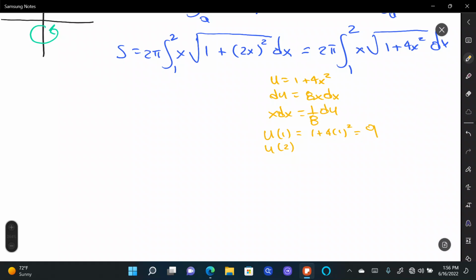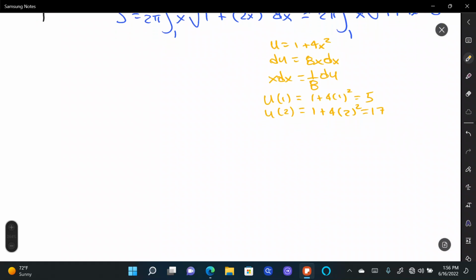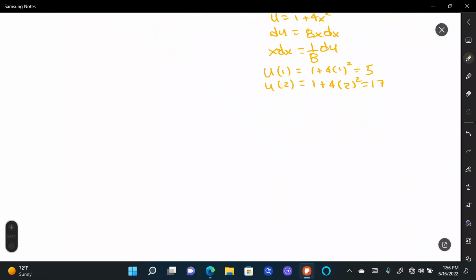Wait, what did I say? No. 5. Yeah. And 1 plus 4 times 2 squared. So 2 squared is 4. Okay, let me do it in slower motion here. 2 squared is 4, times 4 is 16, plus 1 is 17. It's weird because this is like the 5th time I do this problem, and I mess up this part all the time. I don't know why.